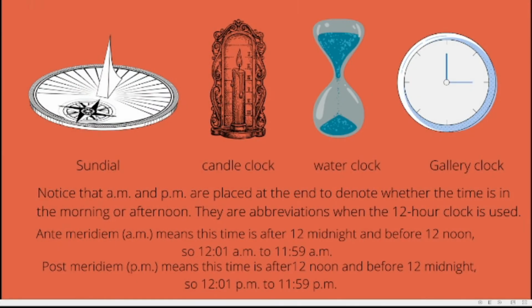Notice that AM and PM are placed at the end to denote whether the time is in the morning or afternoon. They are abbreviations used when the 12-hour clock is used. Ante meridiem, AM, means this time is after 12 midnight and before 12 noon, so 12:01 AM to 11:59 AM. Post meridiem, PM, means this time is after 12 noon and before 12 midnight, so 12:01 PM to 11:59 PM.